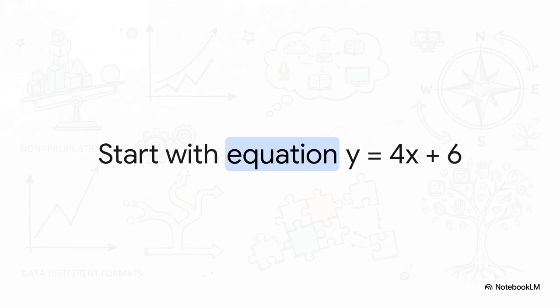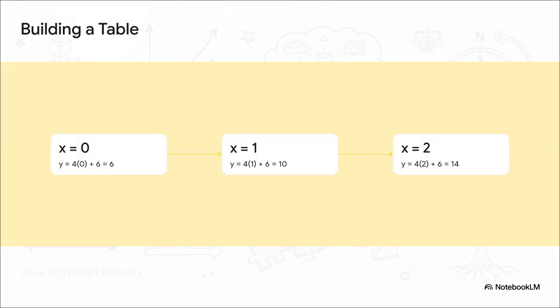So, yep, definitely non-proportional. To gain total control over this equation and actually build a table from it, we just systematically test our inputs. We replace x with numbers to see exactly what happens. Step 1, plug in 0. 4 times 0 is 0, plus 6 is 6. Step 2, plug in 1. 4 times 1 is 4, plus 6 is 10.